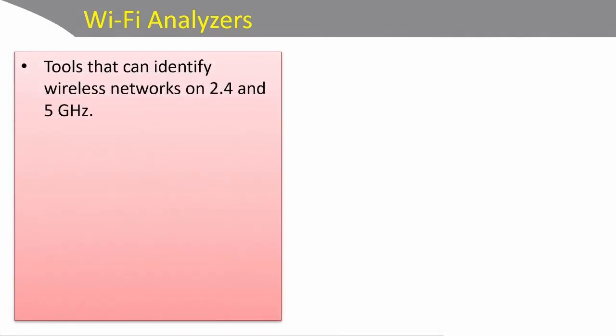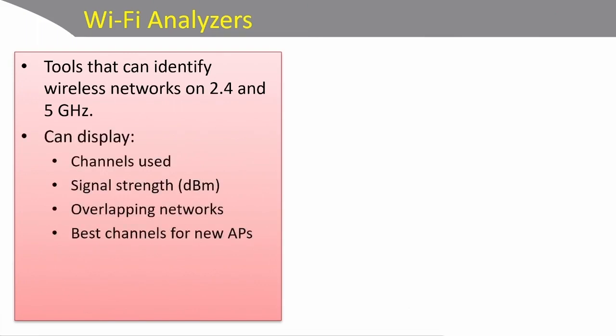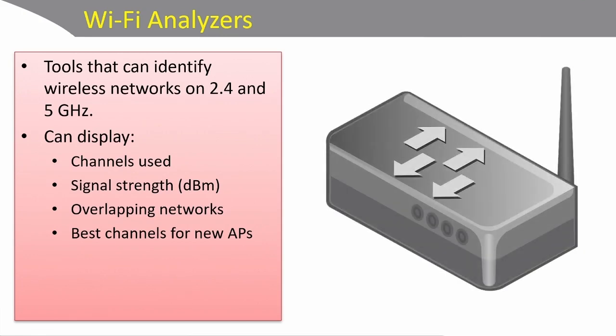Wi-Fi analyzers are tools that can identify wireless networks on the 2.4 gigahertz and 5 gigahertz frequencies. These tools can show things such as the channels being used by your current access points and also neighboring wireless networks, the signal strength of access points, usually measured in dBm, any overlapping that might be occurring between neighboring networks and yours, and also the best channels to use for your new access points.